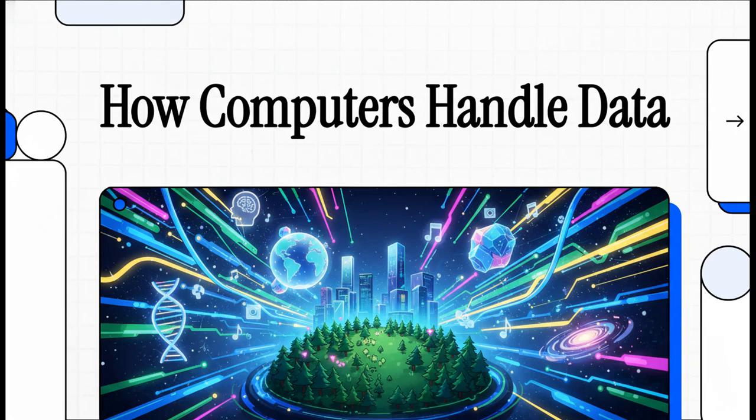Right, when we think about computer data, our minds usually jump to the simple stuff: numbers, letters, a simple true or false. But the real world is so much more complicated than that. So in this explainer, we're going to dig a bit deeper and look at how computers actually build a rich understanding of our world, right from the ground up.